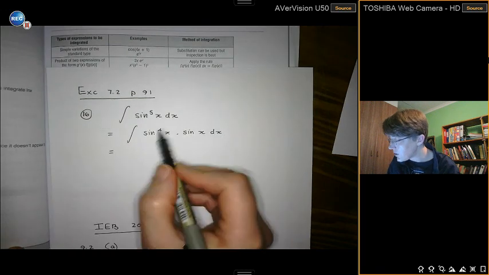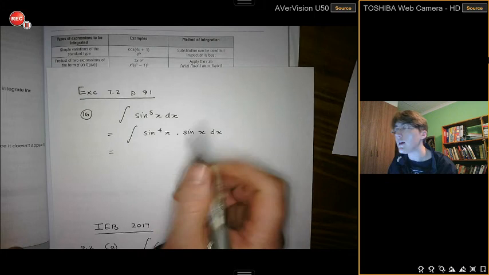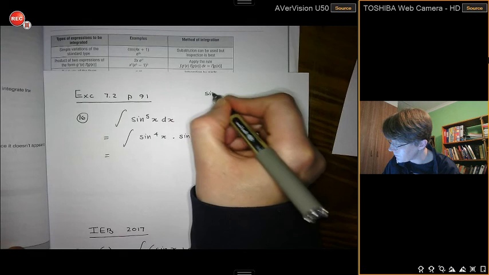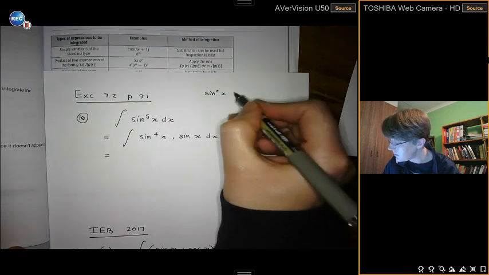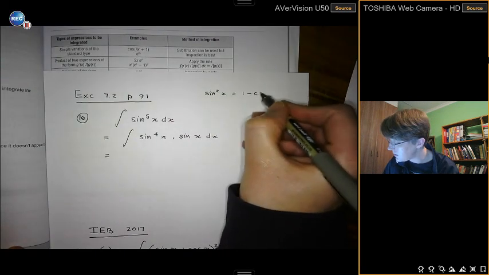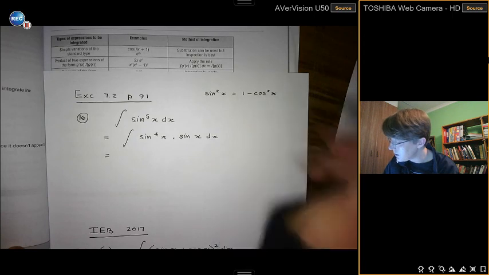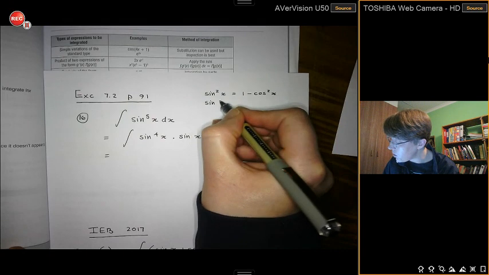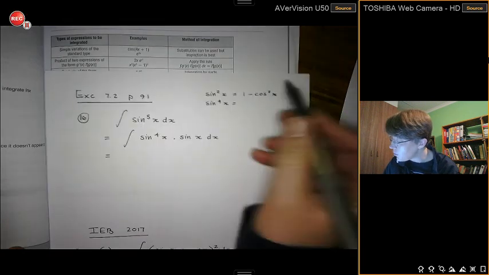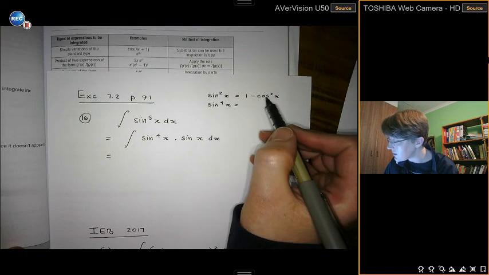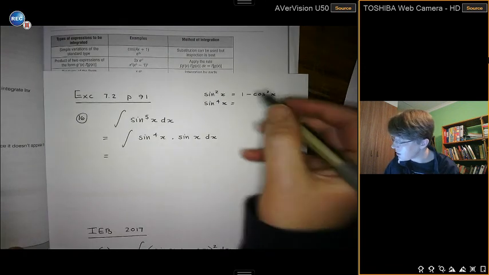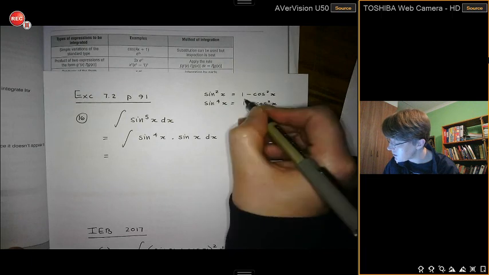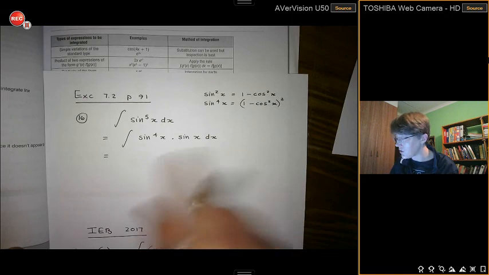Now, a lot of people don't seem to understand, but if sine squared x is 1 minus cos squared x, okay, so let's write it down over here. Then I can rewrite this and say sine to the power of 4x, which then means I need to square the left-hand side, so I need to square the right-hand side. So I can then say it's 1 minus cos squared x, squared. So I can do that.